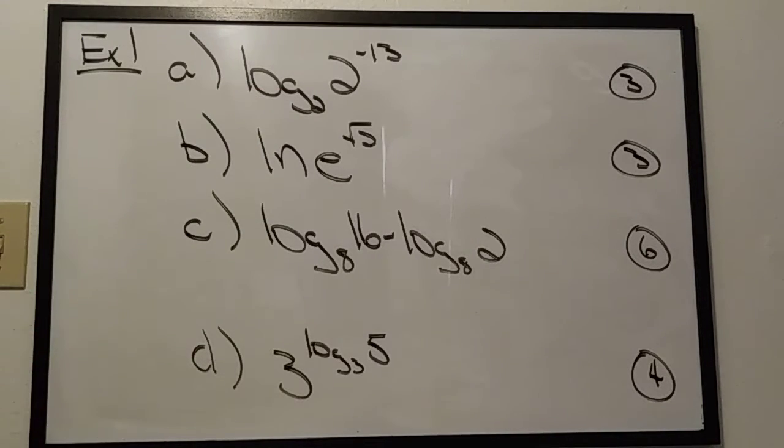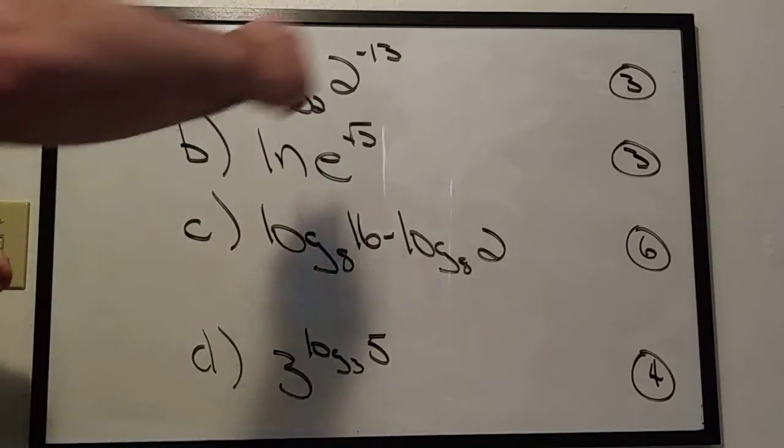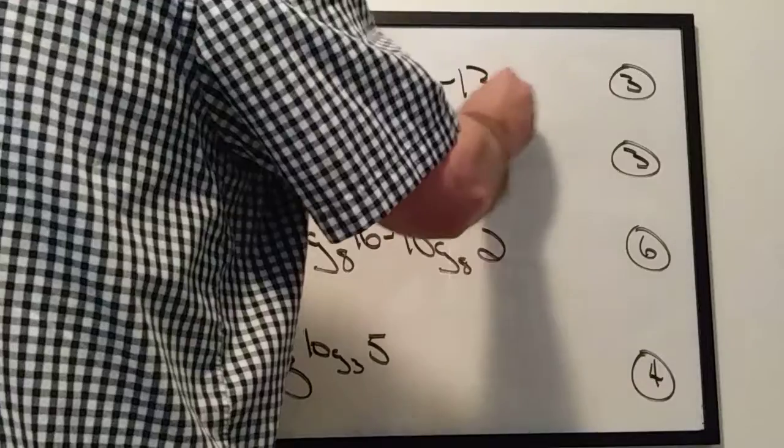Log base 2 is saying, hey, what's the power on your 2? Power on my 2 is negative 13. So negative 13 is my answer.